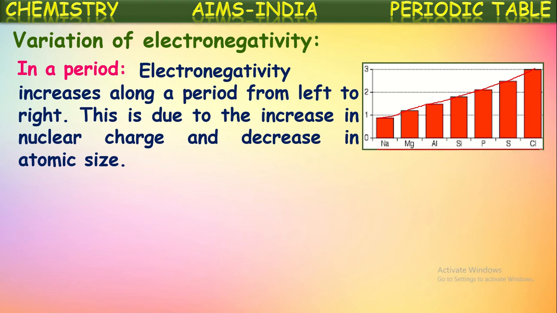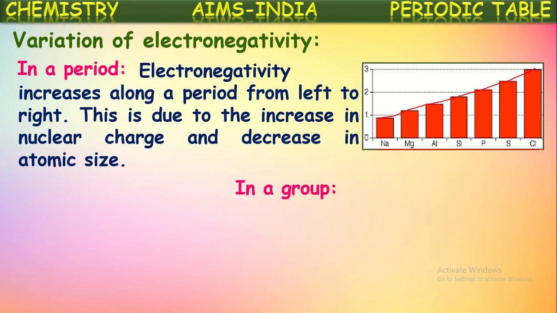As size decreases and nuclear charge increases, the greater nuclear charge can pull that shared pair of electrons towards it much more. The tendency of pulling the shared pair of electrons is called electronegativity. So we can say electronegativity is inversely proportional to the size of the atoms. Hence, in a period from left to right, it increases.